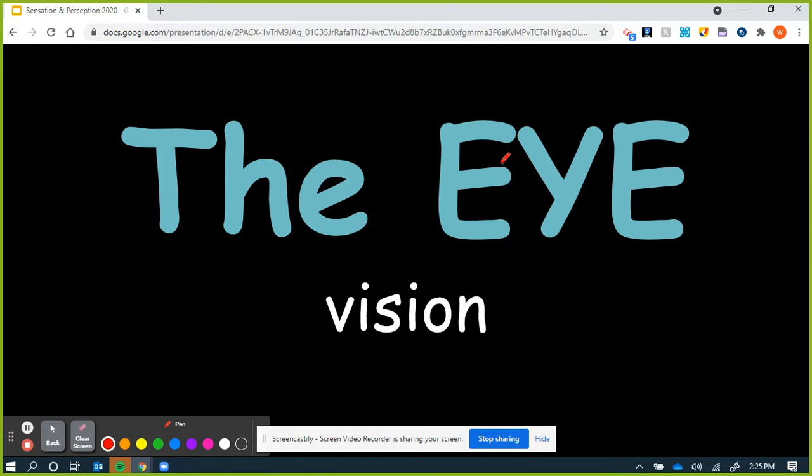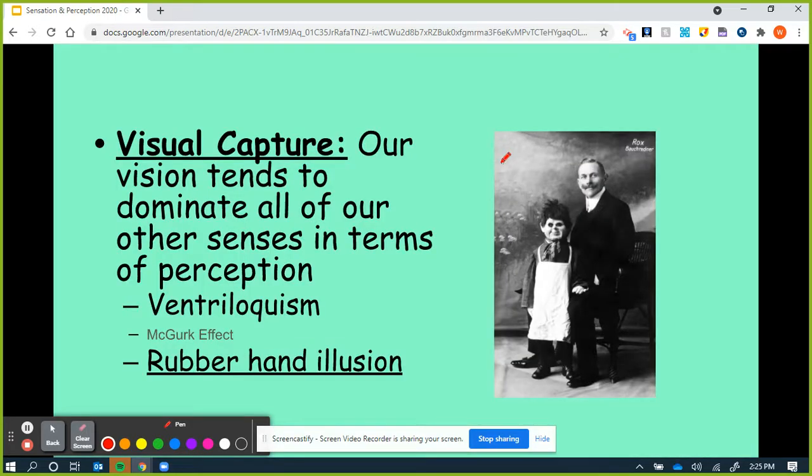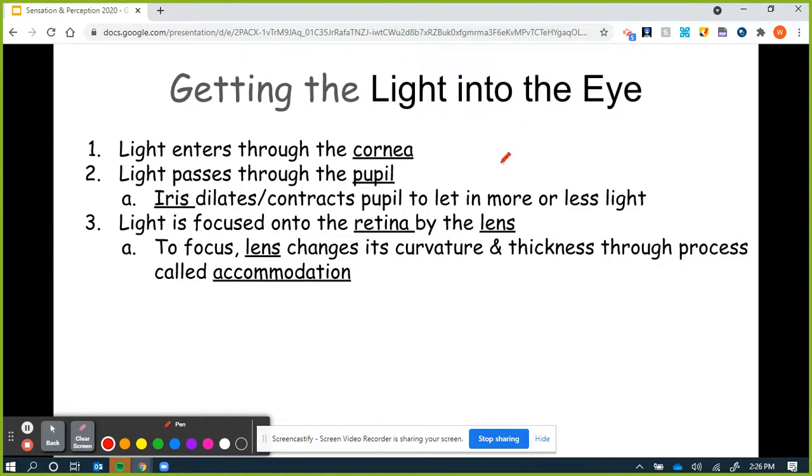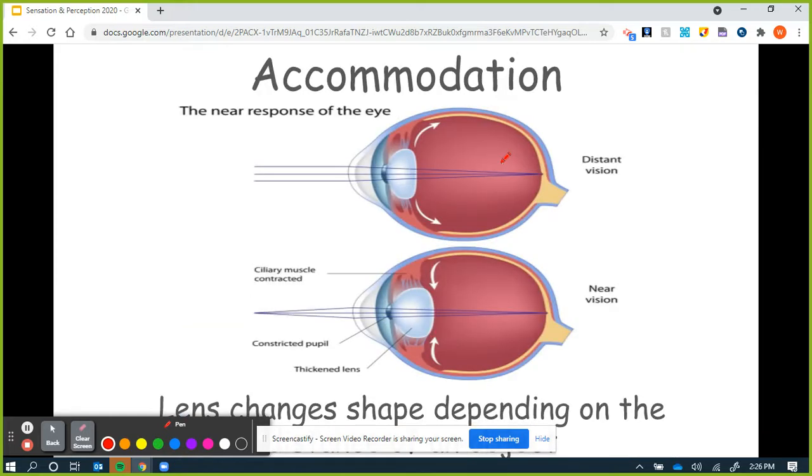All right. As I just said, visual capture is vision tends to dominate all other senses. The McGurk effect, if you remember, that's the ba ba ba ba. Even though we're hearing the same thing, our brain perceives it differently because of how we see the person's mouth move. As I said, I'm not going to go back over this whole process; you can look this over. It's not that hard.